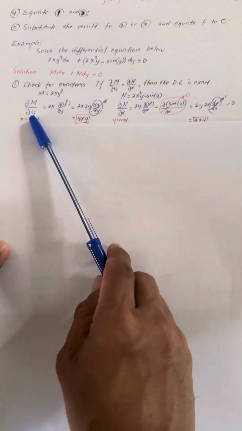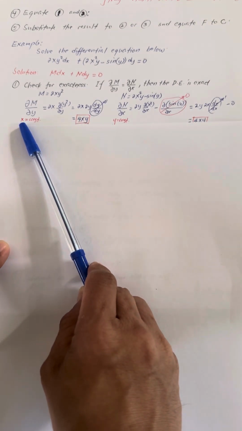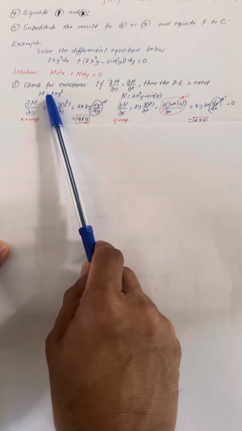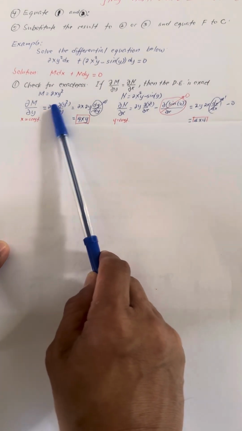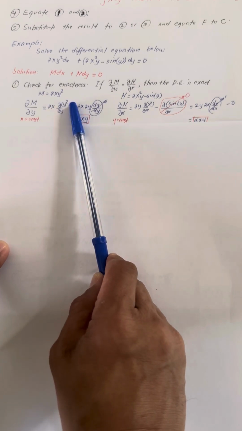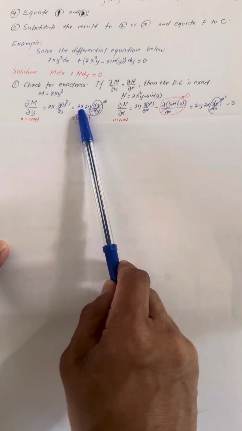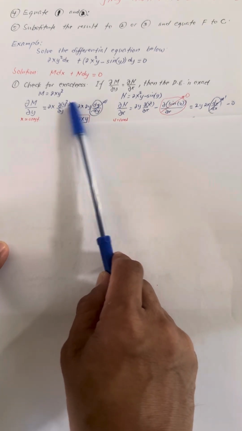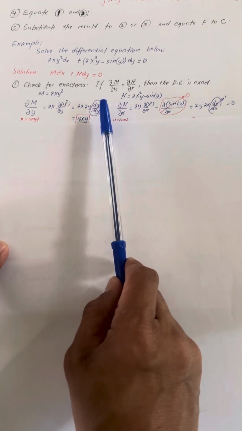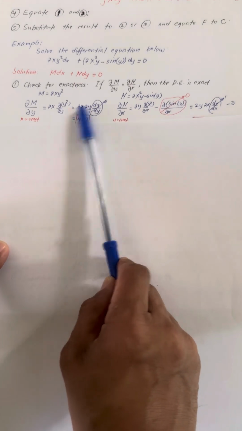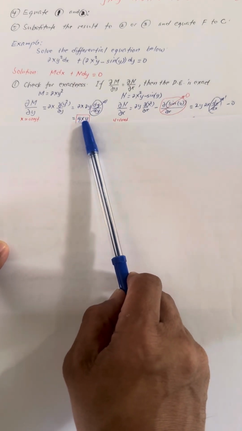So partial derivative of m with respect to y, holding x constant. So 2 is a constant, x a constant, so put that outside and take the partial derivative of y squared with respect to y. So this is a power formula. So 2x times, the power will go down, minus 1. Okay, then times the derivative of y with respect to y. So chain rule. And we have this result, 4xy.